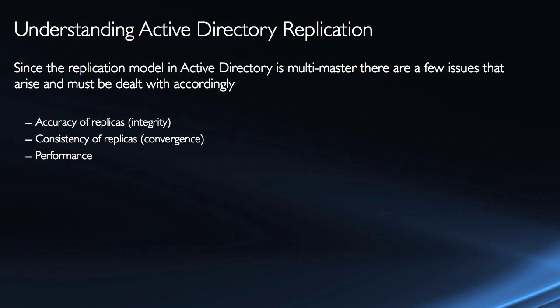Also the consistency of the replicas, and that's known as convergence. Convergence is truly the amount of time that it takes to get an update around to all replicating partners. The lower the convergence, the better consistency for the network as a whole. We also need to think about performance, because with changes occurring, replication can be very frequent, and so we need to monitor and adjust the site link schedules and things for performance.